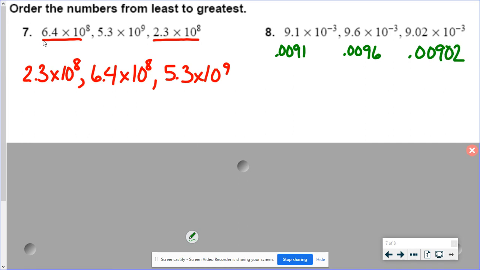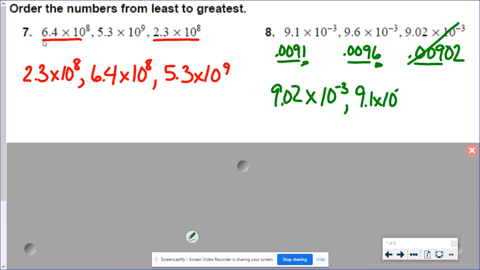For other people, they might be like, why is Mrs. Kimby bothering with this? We can tell how big they are, right? All of these start with 0.009. Then the next digit, a 1, a 6, or a 0, the 0 is the smallest one. So 9.02 times 10 to the negative third. That's my first one. Then if I'm looking at the 1 versus the 6, the 1 is smaller. So 9.1 times 10 to the negative third. And then the last one is going to be 9.6 times 10 to the negative third.